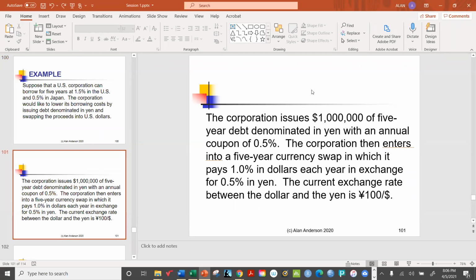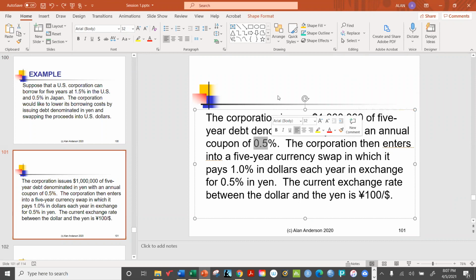All right, so here's what they do. They issue a $1 million bond. Actually, it's $1 million worth of yen. In other words, here we have the yen-dollar exchange rate is 100 yen per dollar. So this bond that's worth $1 million US is actually worth 100 million yen. So we're borrowing 100 million yen with an interest payment of 0.5% per year.